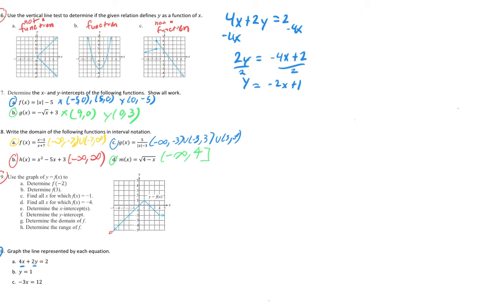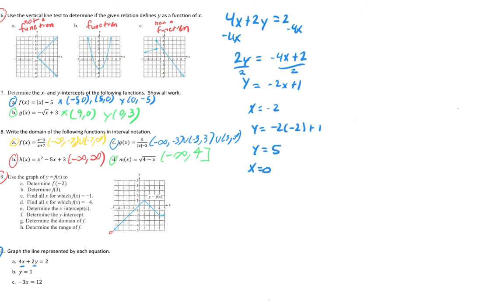But they asked for us to graph. Now we can start plugging in x values. So we can choose a few and see what the line is going to do. So let's say x is equal to negative 2. That would make y equal to negative 2 times negative 2 plus 1, or y is equal to 5.